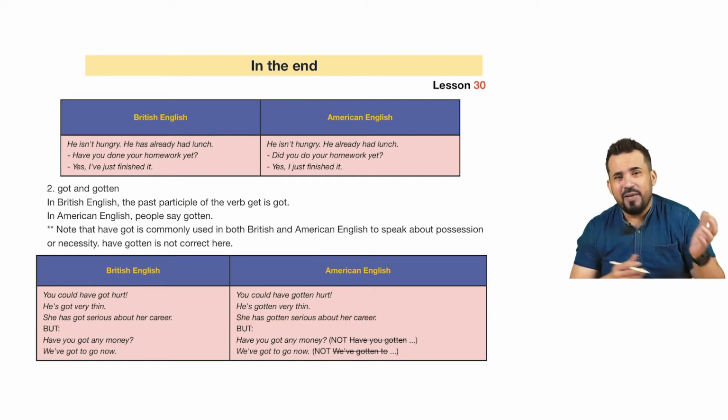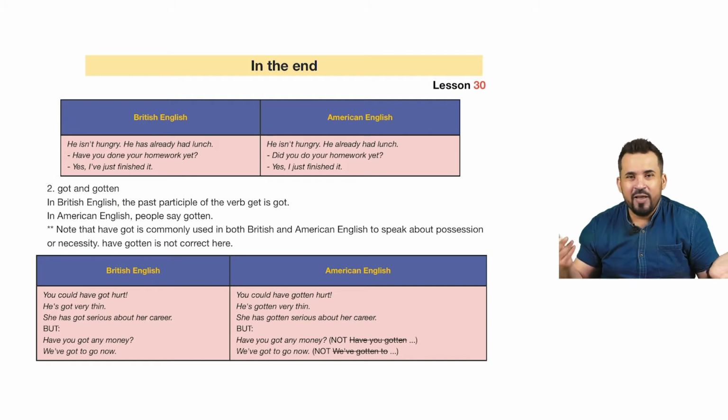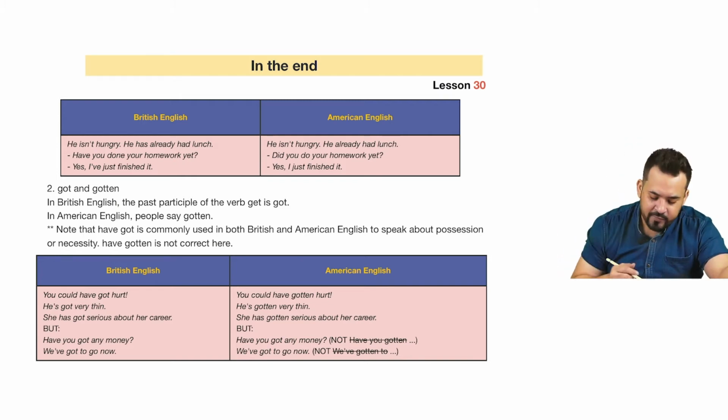I mean, gotten makes more sense, to be honest. Get, got, gotten. That's how it's supposed to be. It's just weird to say it got in the past participle.